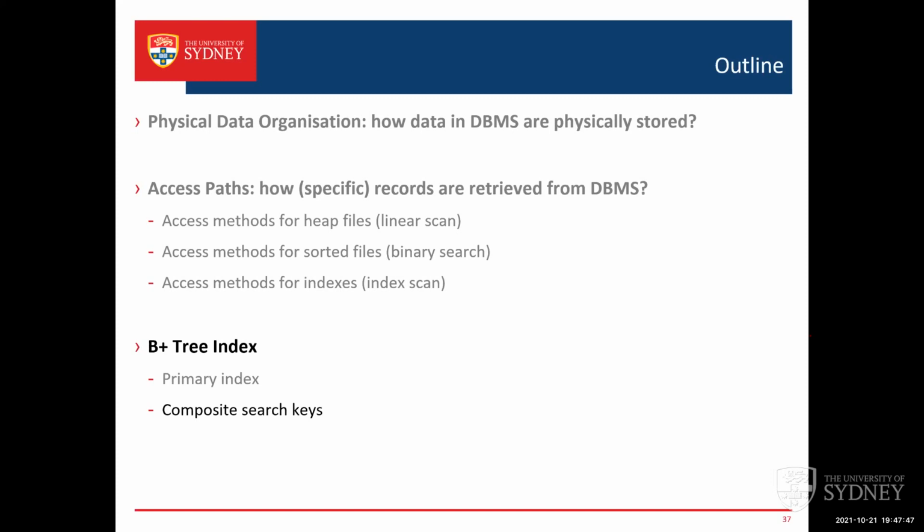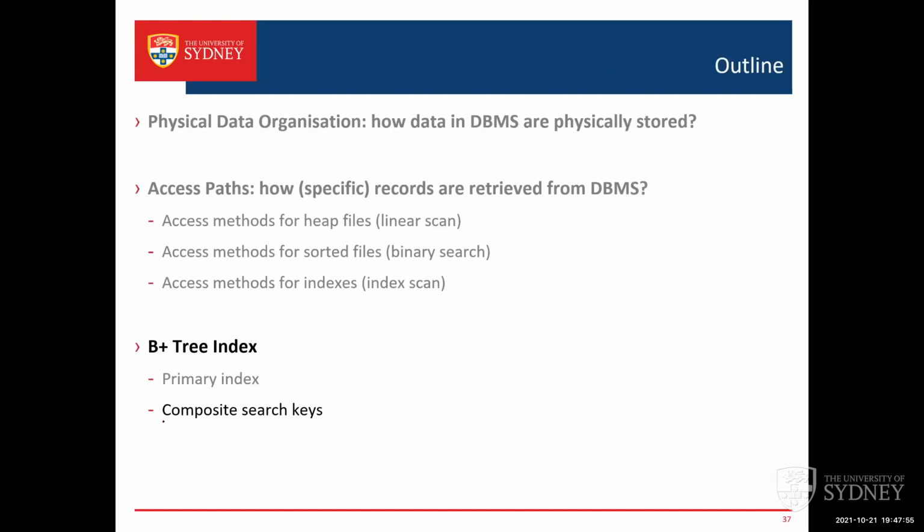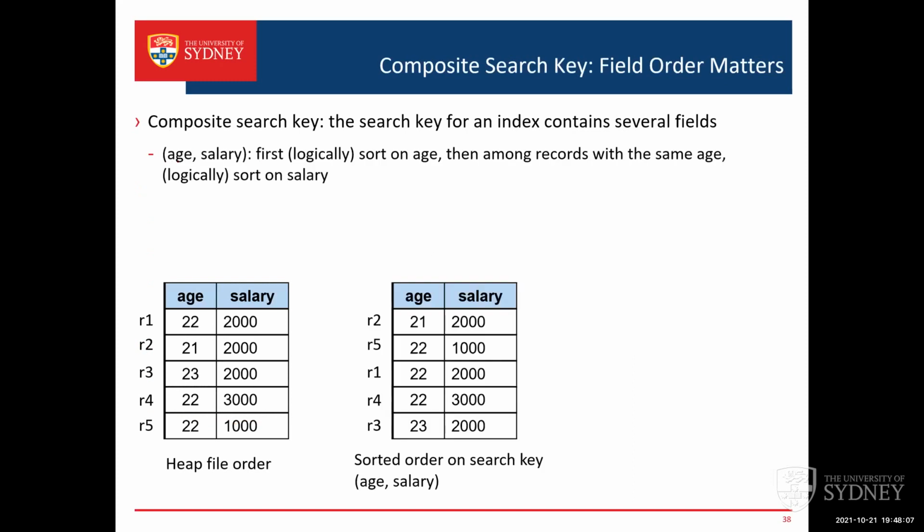Hopefully that makes sense. The last part is composite search key, just to clarify one confusion that sometimes occurs. Composite simply means it can contain multiple attributes, like the composite primary key we have. So let's say I have created an index based on age, salary. What does that mean? First, logically sort on age, and then if the ages are the same, sort on salary. That's what an index based on age, salary means.